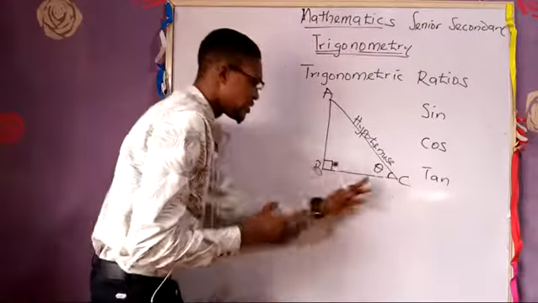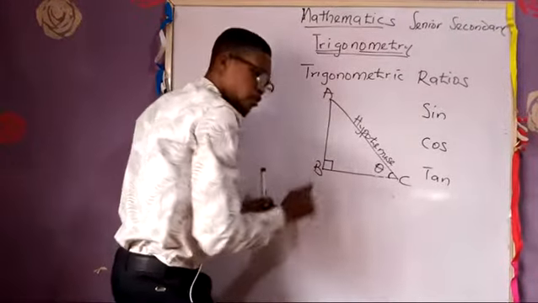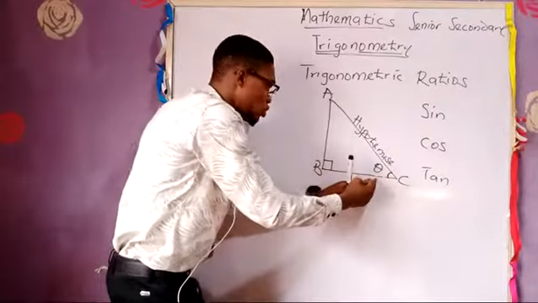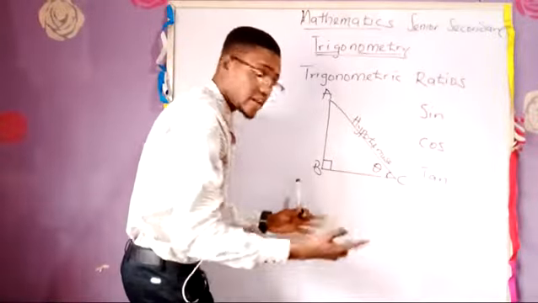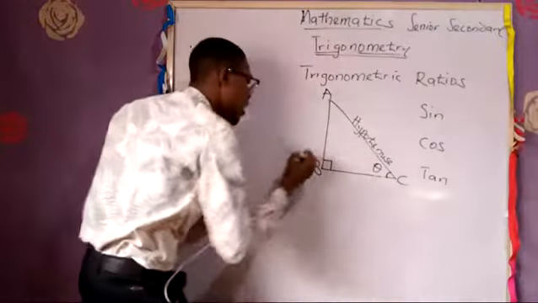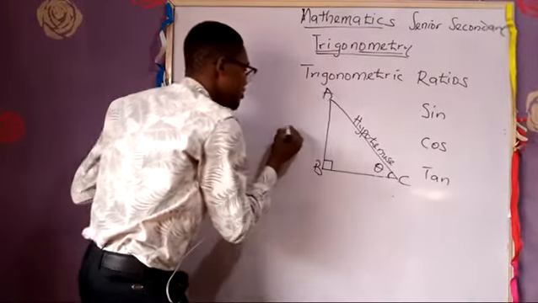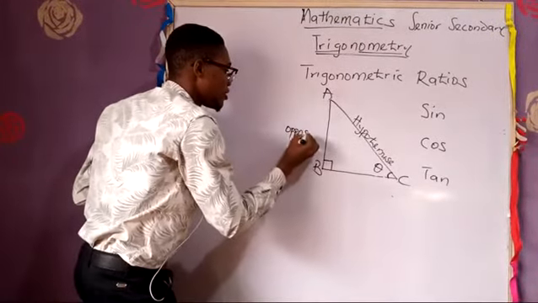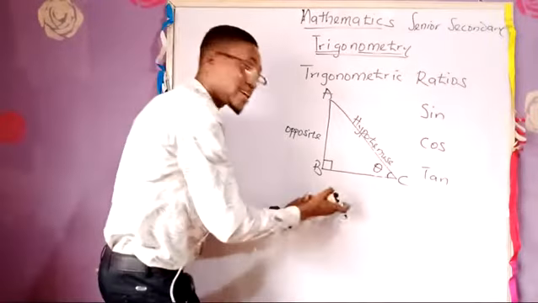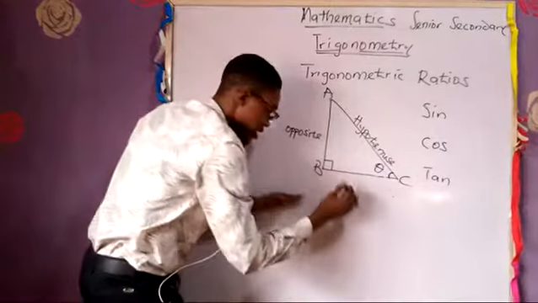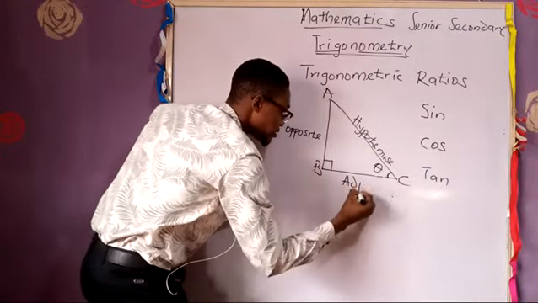Where is the side facing the angle? The side facing this angle is this side, not here. So definitely, the side facing this angle is the what? Opposite. Okay, let me write it this way for you to see it very well. Opposite. Automatically, from here down here, which is the base, is the what? Adjacent.